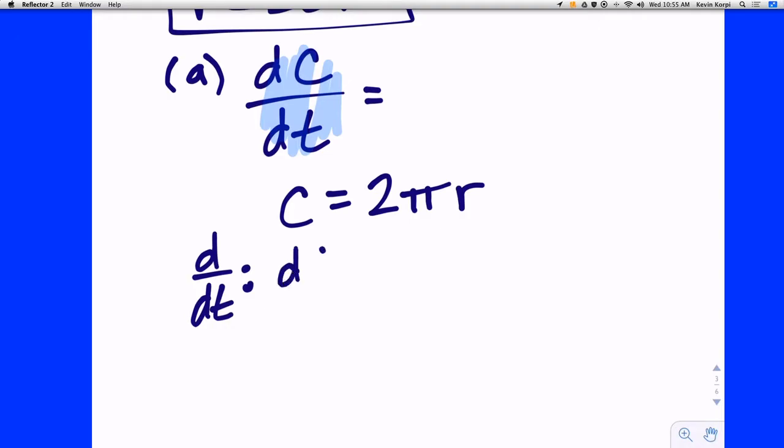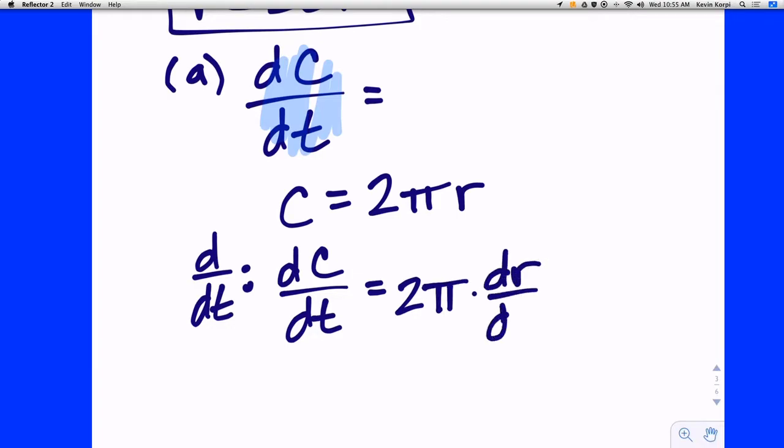And we get on the left dC/dt, and on the right we get 2 pi times the derivative of r with respect to t, which is dr/dt. So a pretty easy little equation. Notice once again that the radius size, the actual size of the spill at any given moment, doesn't really come into play when you're talking about how fast the circumference of the spill is changing. It's only a function of how fast the radius is changing. It only has dr/dt in it.